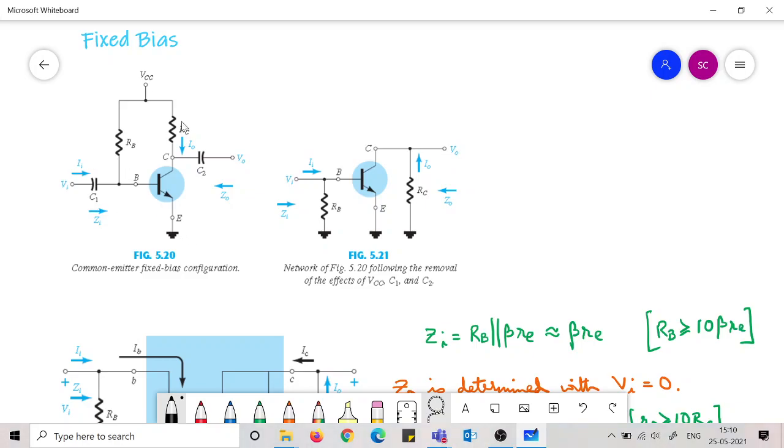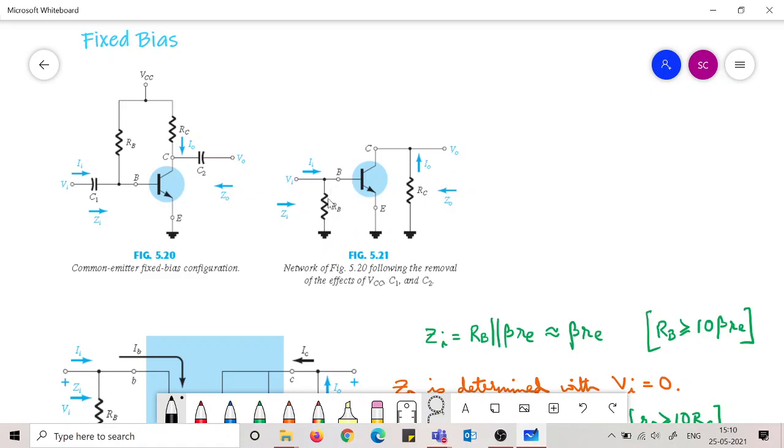Now this is the network given, this is the circuit given, and we can do the AC equivalent. What is the AC equivalent? The AC equivalent is here. So here we have shorted the capacitances and made the VCC 0, and what does it result in? So this Vi straight away comes at the same point as B. This RB starts from this point but ends in ground now. So this RB comes downwards.